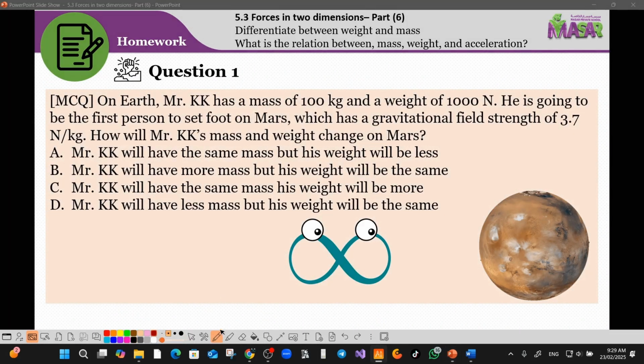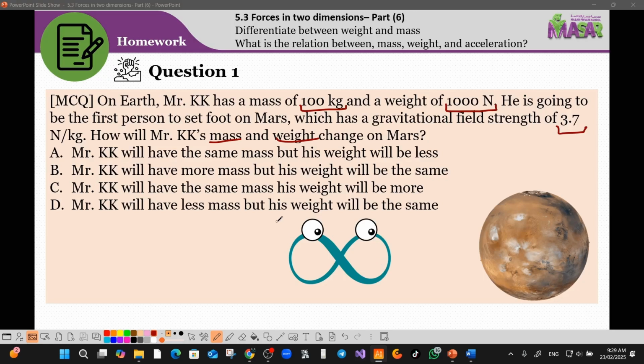Now the homework section, question 1. On Earth, Mr. KK has a mass of 100 kilogram and the weight of 1000 Newton. He is going to be the first person to set foot on Mars, which has a gravitational field strength of 3.7 Newton per kilogram. How will Mr. KK's mass and weight change on Mars? So among these choices, we need to choose the one correct statement that describes correctly what will happen to the mass and the weight of Mr. KK on Mars.